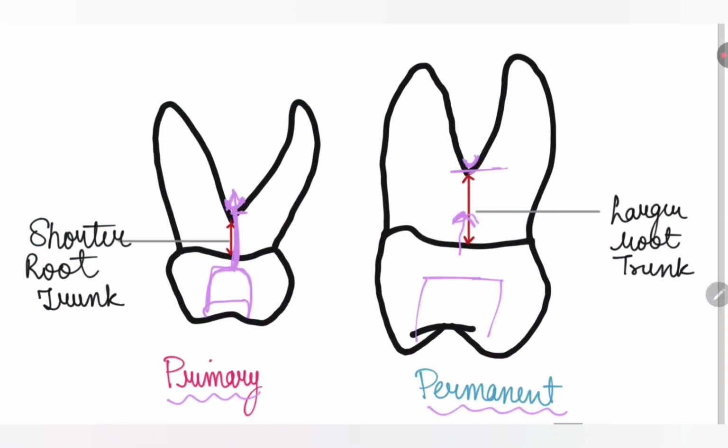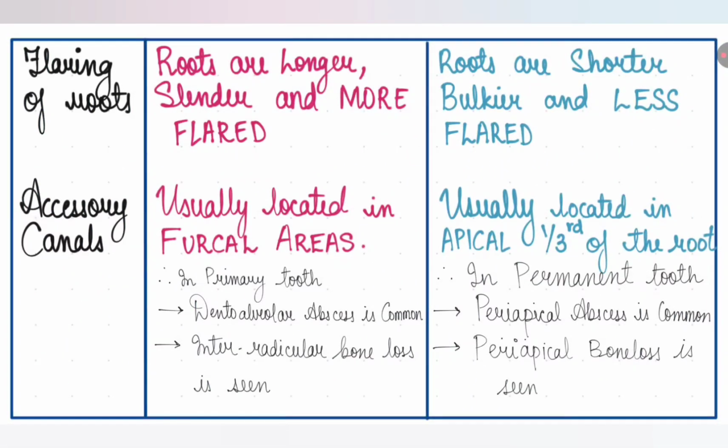Moving further, we have flaring of roots. So the roots in primary teeth are longer and slender, which is thin, and they are more flared. Whereas the roots in permanent teeth are shorter, bulkier and less flared. Now the question is why there is more flaring of roots. For example, if these are the roots, they are very much flared. Okay, here the crown will come. Sorry for my bad diagrams, but the roots are flared.